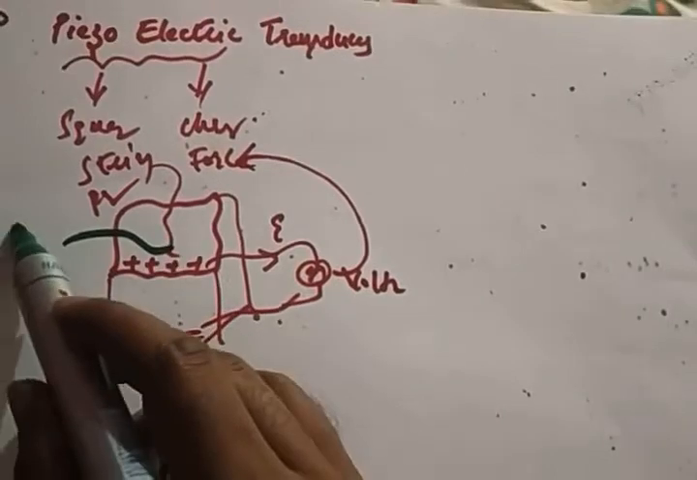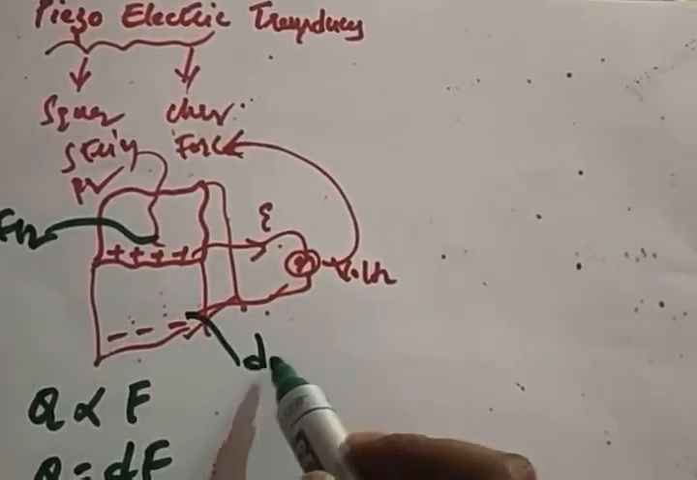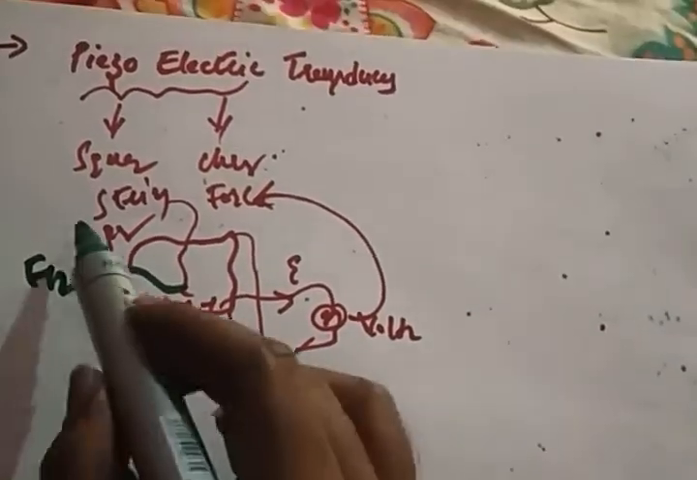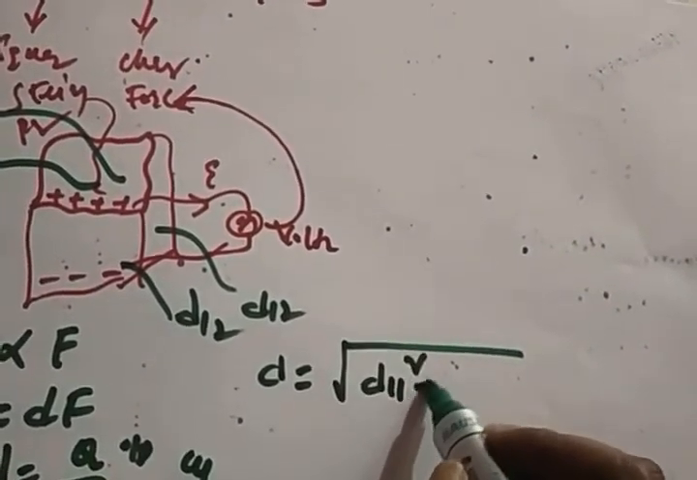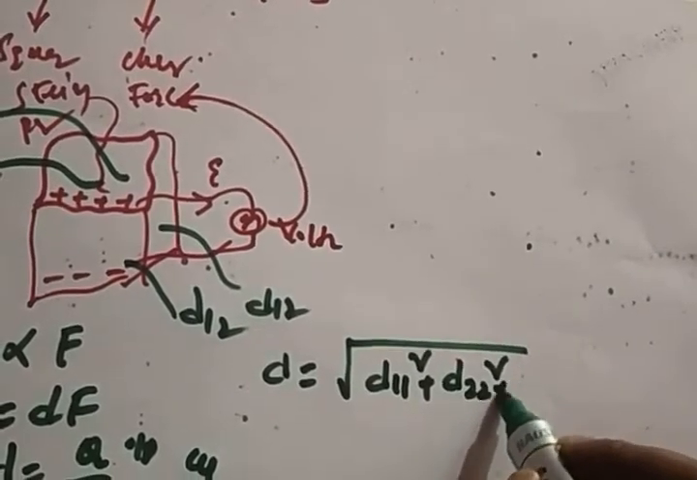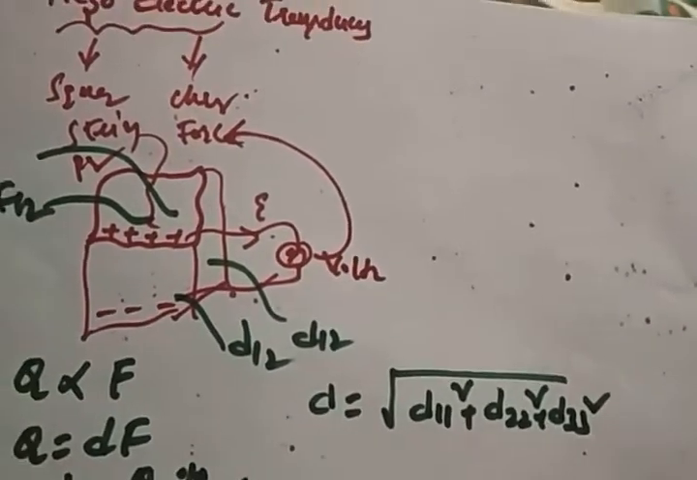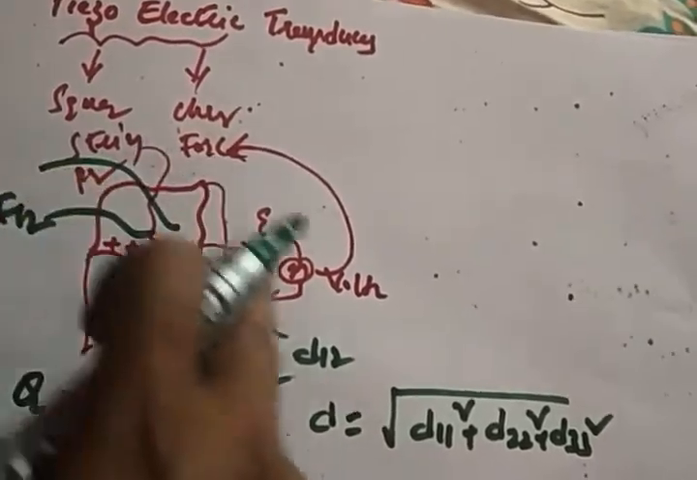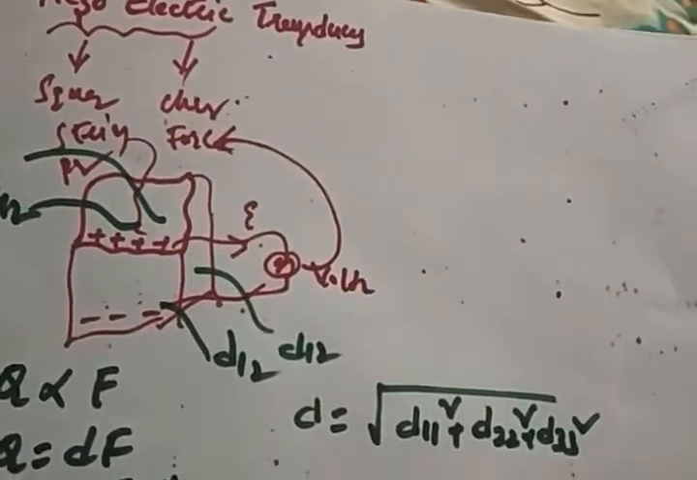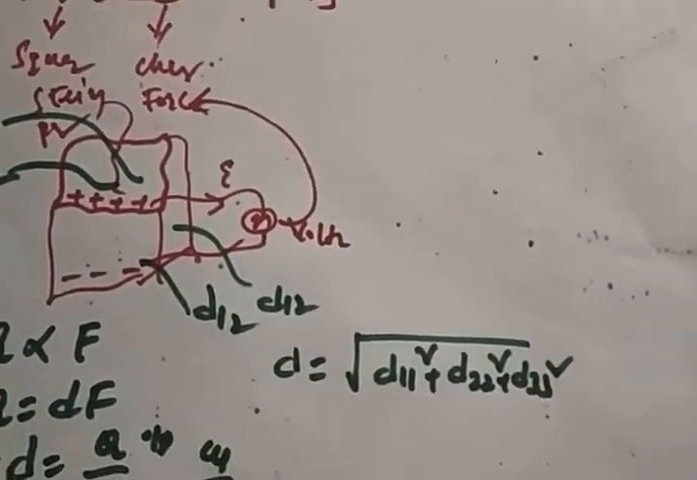This charge sensitivity depends on the direction of the force. If you apply a force in this direction, there will be a charge sensitivity in this direction. In another direction, we will get a different charge sensitivity. So the overall charge sensitivity of the transducer is given by the square root of d11 square, d22 square, d33 square, and so on. If it is 11, we take it as d11; if it is 22, we take it as d22, whatever it may be. This is the overall charge sensitivity of a piezoelectric crystal transducer.